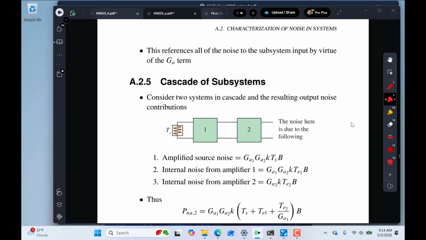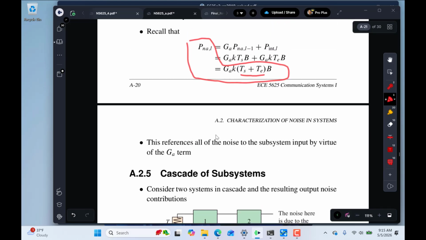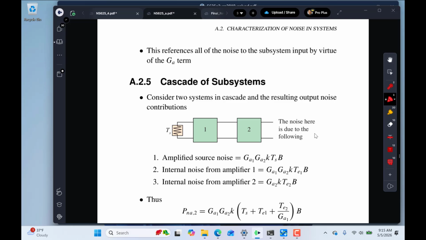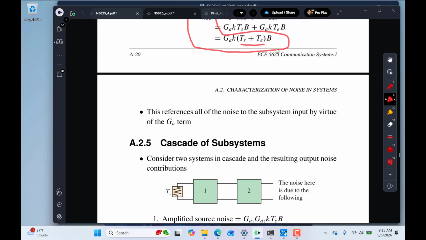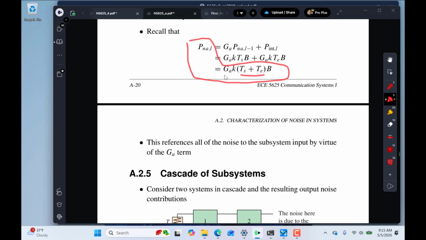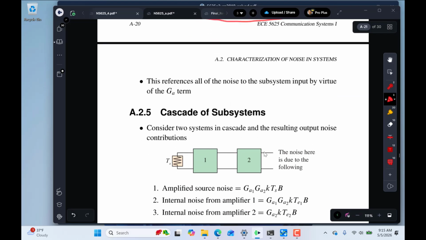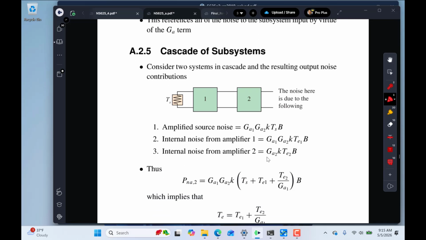Okay, so now we're going to get to sort of the end of the line here. What is the cascade of subsystems in terms of noise figures and noise temperatures? We start off by saying we have a source at some temperature TS. That's this TS over here. What's going to be the noise at the output? Well, we're going to be using this equation right here to get it. GA is going to be the gain all the way through the system, but we have to do it as a cascade formula.